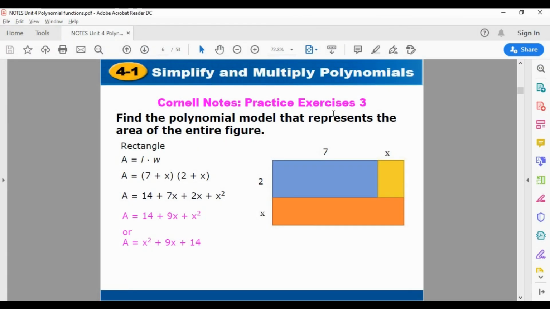Okay, so now we're going to take a look at a couple of practice problems, and I also want to look at a slightly different representation. We're trying to find the area of a rectangle, which is length times width, and we're given these two binomials, 7 plus x and 2 plus x, which alternatively we could have written as x plus 7 and x plus 2. Going through the distribution process, we arrive at this final answer of x squared plus 14.